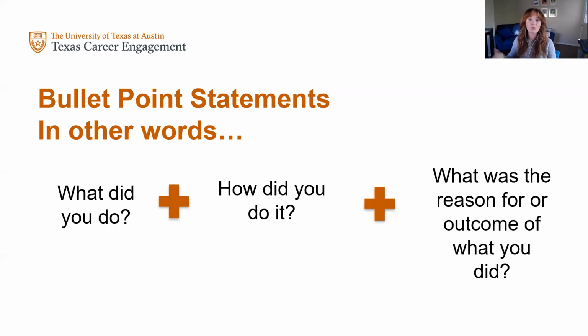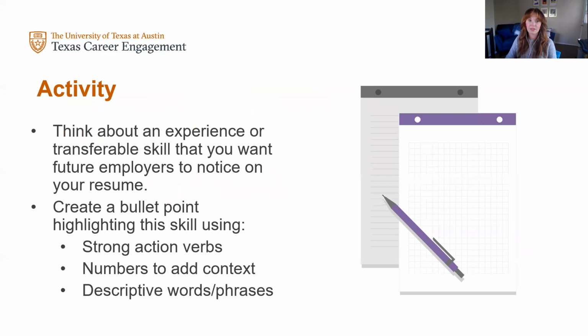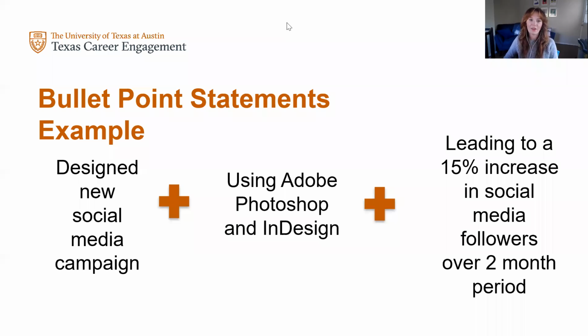This formula is really helpful when you are doing resume reviews or you're reviewing your own resume, looking at each bullet and asking, do I answer the question, what did I do? Did I answer the question, how I did it? And did I answer the question of why did I do it, or what was the outcome? So let's take a second to think through what that might look like. All right, so let's look at an example.